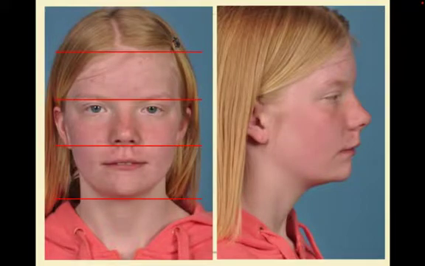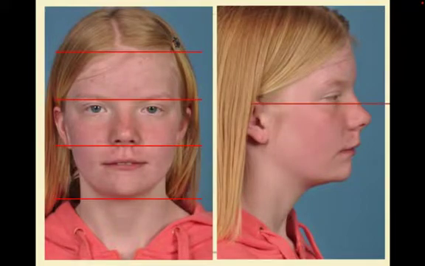So for example, this is what we call the anteroposterior relationship. You examine if the patient is a class 1 or a class 2 or a class 3. This is the relationship between the maxilla and the mandible. This is an anteroposterior dimension. And this is where we look at the vertical relationship. So we look at the lower facial third and compare it to the rest of the patient's thirds.